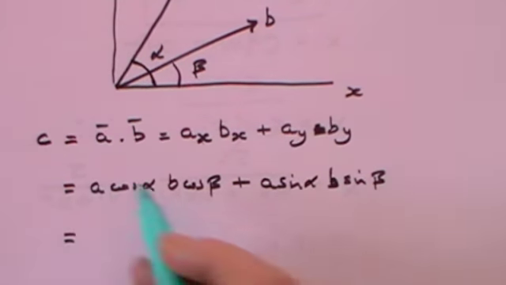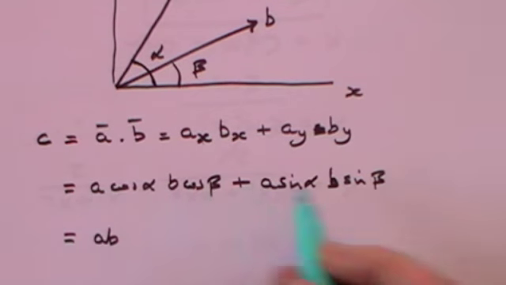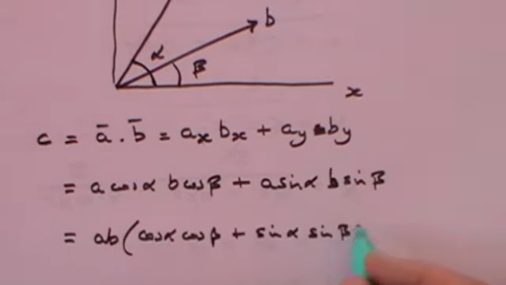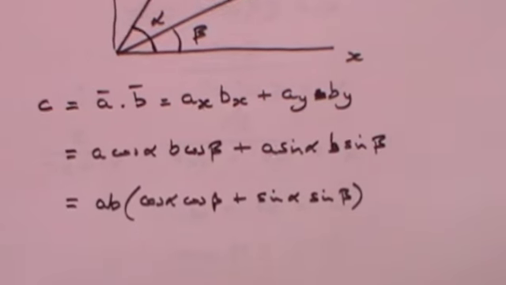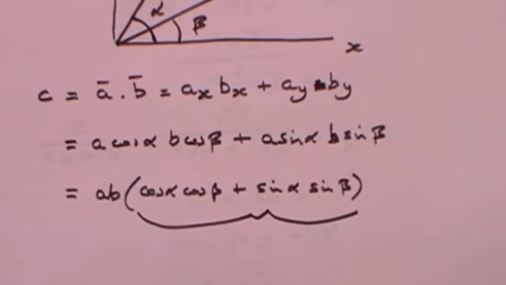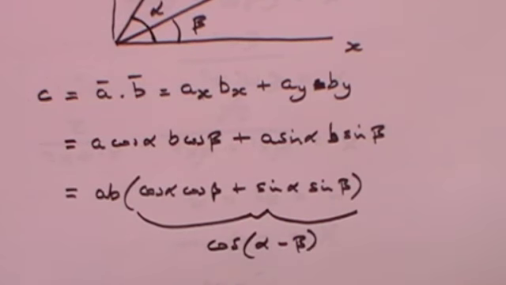And that can be simplified: this is AB, because we've got an AB in each term, so that can come outside. And then this just leaves cosine alpha cosine beta plus sine alpha sine beta. And we've had this term once already today. Cosine alpha cosine beta plus sine alpha sine beta is the same as cosine of alpha minus beta.